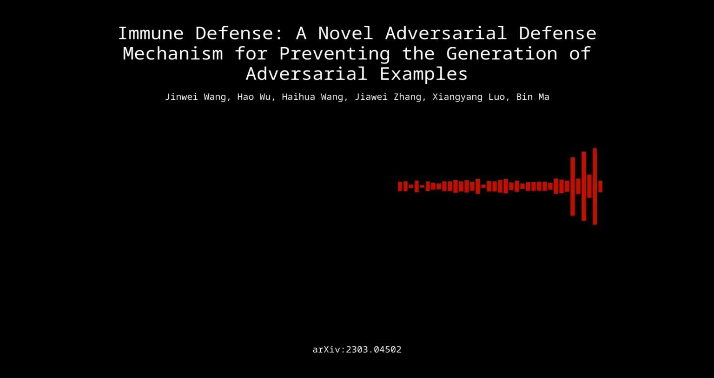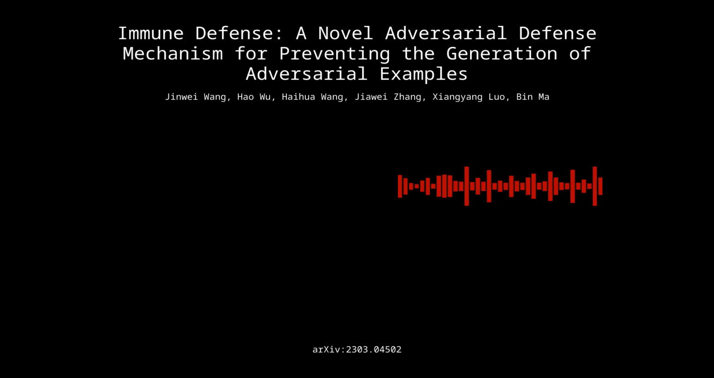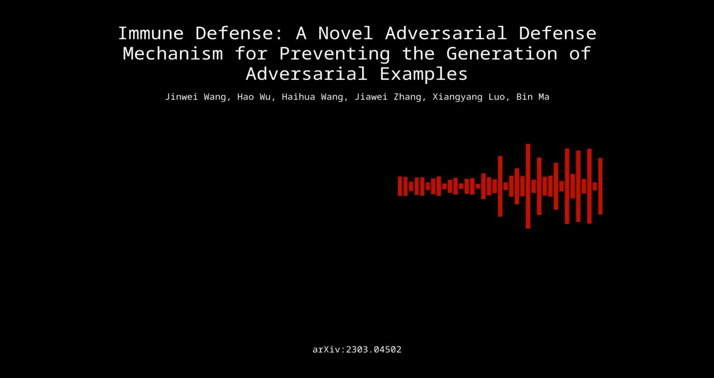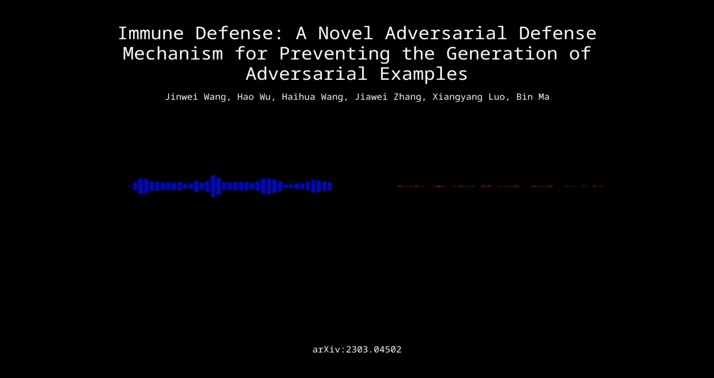Now, before we move on to those experimental results, I wanted to touch on the metric they use to measure the effectiveness of these immune examples. They introduced this thing called the immune rate, or IR, and they make a pretty strong case for why traditional metrics like attack success rate, or ASR, and its variance, kind of fall short in this context. Absolutely. ASR really focuses on how many adversarial examples successfully fool the DNN. But with immune defense, we're trying to prevent those adversarial examples from even being generated in the first place.